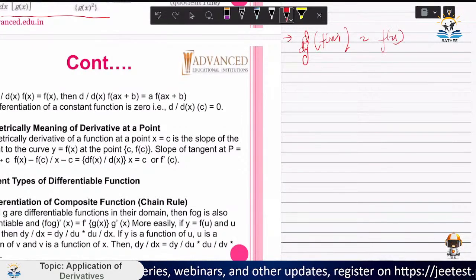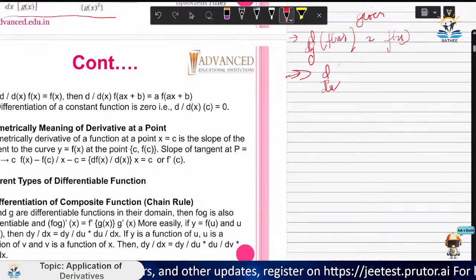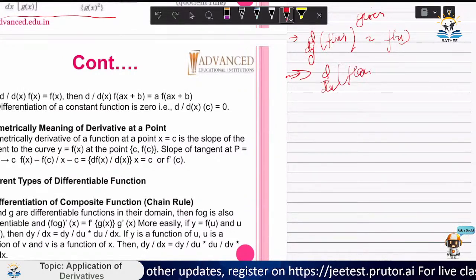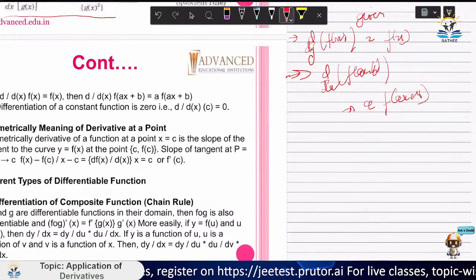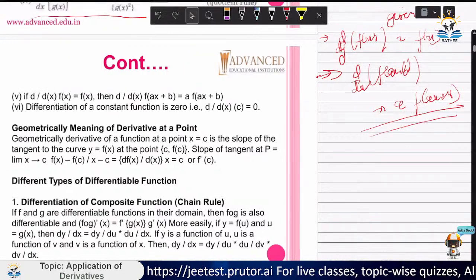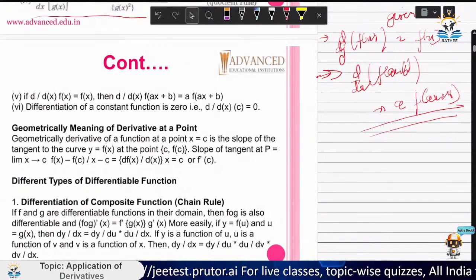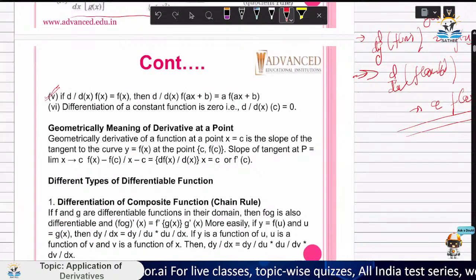Then what is implied? d by dx of F(ax + b) is equal to a times f(ax + b). Okay, so this is the identity that you can learn. This might have some application on your questions in the future. Now, differentiation of a constant function is zero, of course.